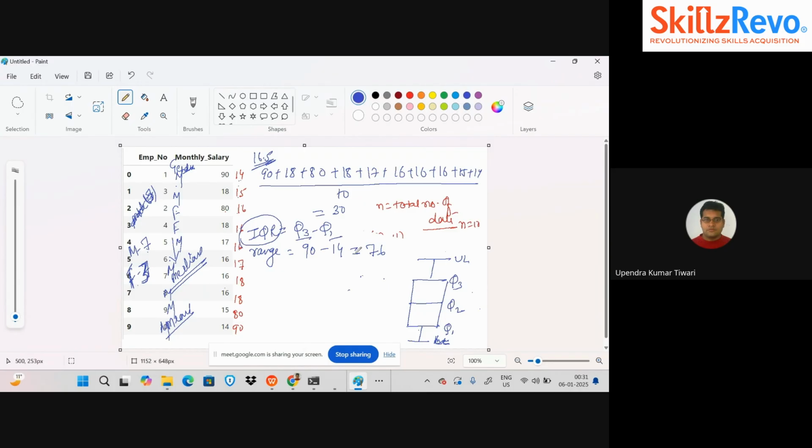I'll talk about why this IQR is needed. If you look at this box plot, can I say that this Q1 is actually the median of the first half? In the same way, this Q3 is the median of the upper half.